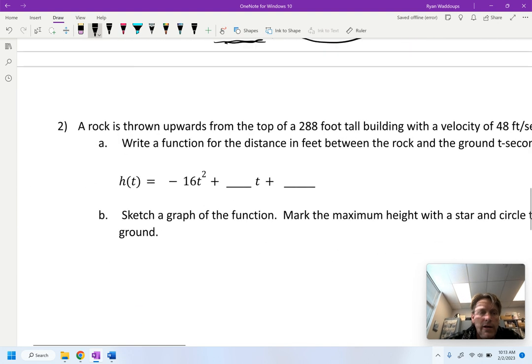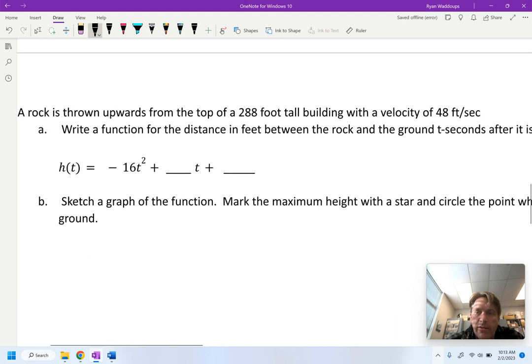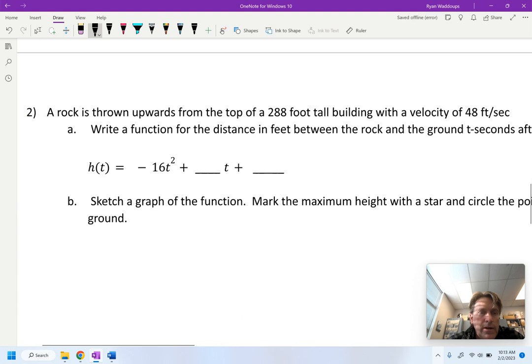All right. Let's look at the next example here. A rock is thrown upwards from the top of a 288-foot tall building with a velocity of 48 feet per second. Write a function for the distance in feet between the rock and the ground t seconds after it is thrown.